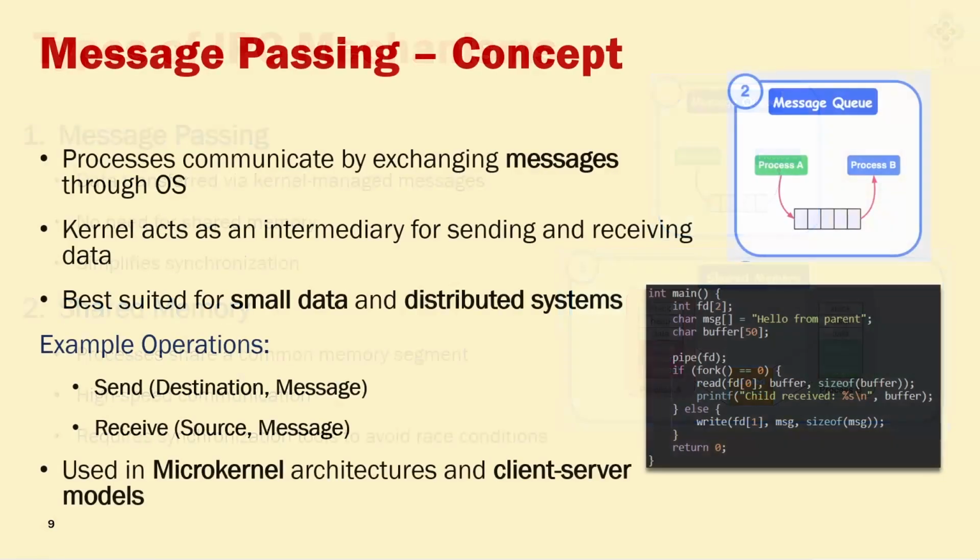The next is the message passing concept. Here processes communicate by exchanging messages through the OS. The kernel acts as an intermediary for sending and receiving data. This is best suited for small data and distributed systems. For example, the sender will send data by specifying the destination and the actual content it wants to transfer, and the receiver will specify from where it has to receive and what the message is.